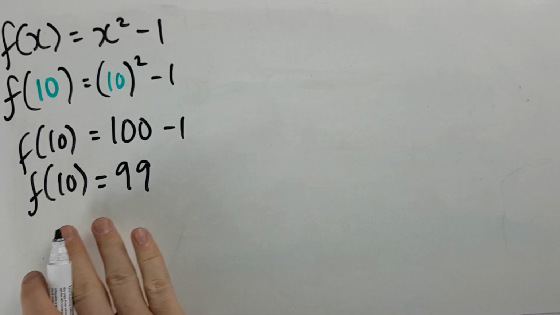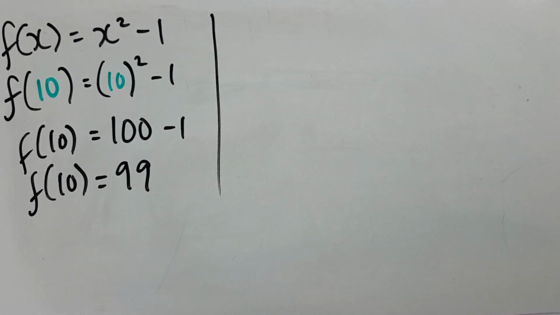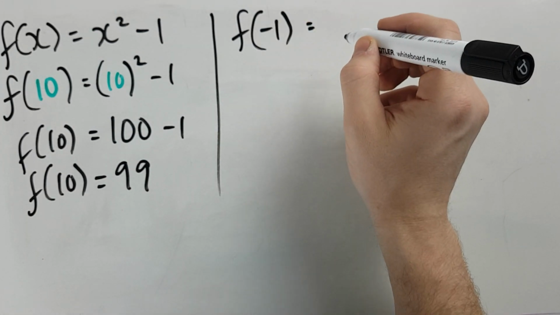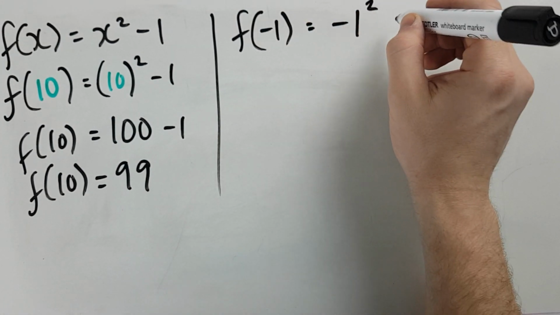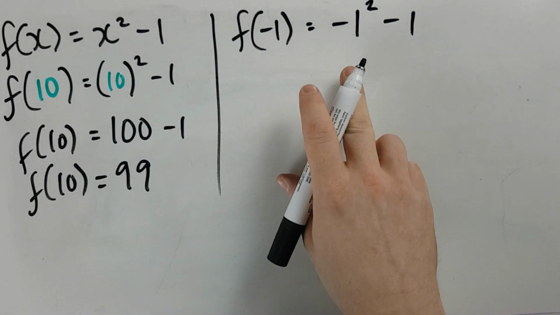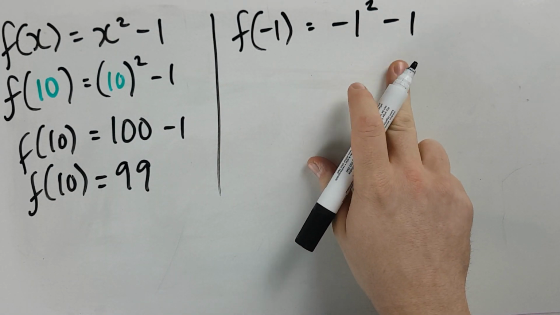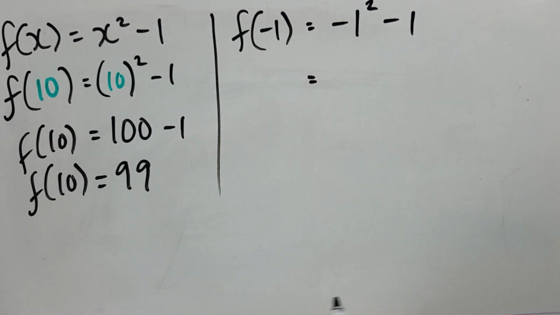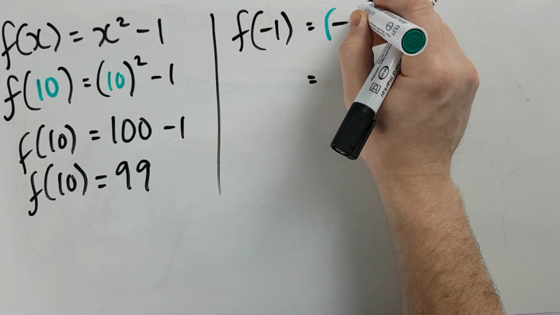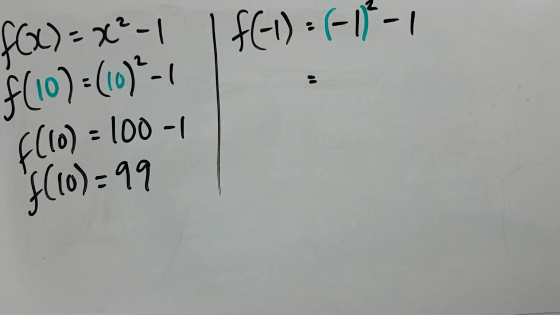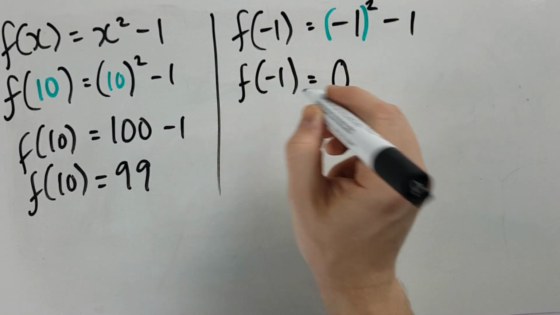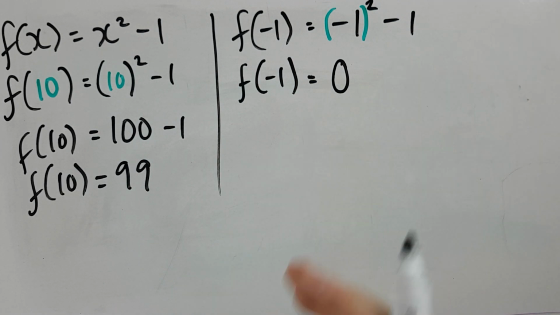Now, you'll notice here I put a bracket on it. The reason for that, let's have a look at what happens if I put f of minus 1 in. If I put it in, I get minus 1 squared minus 1. And if you put this in your calculator as it is written now, you're going to get minus 1 minus 1, so you should get an answer of minus 2. But actually, we need to remember that it's minus 1 squared. That means minus 1 by minus 1, which is plus 1. 1 take away 1 is 0. So it's very important that we put it in a bracket as shown.